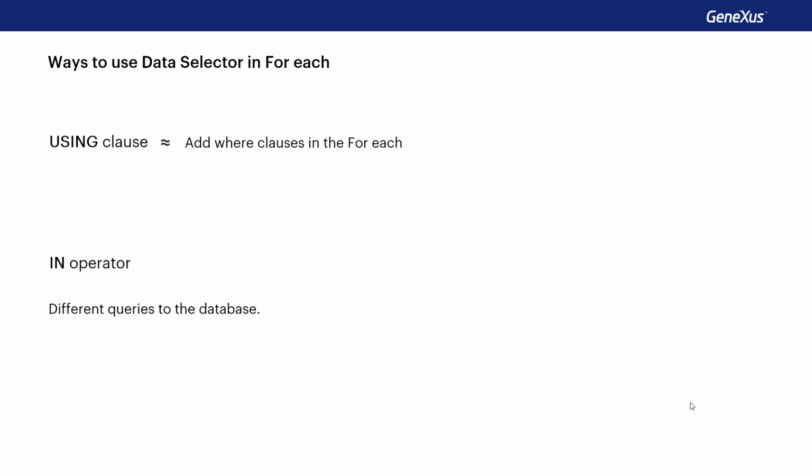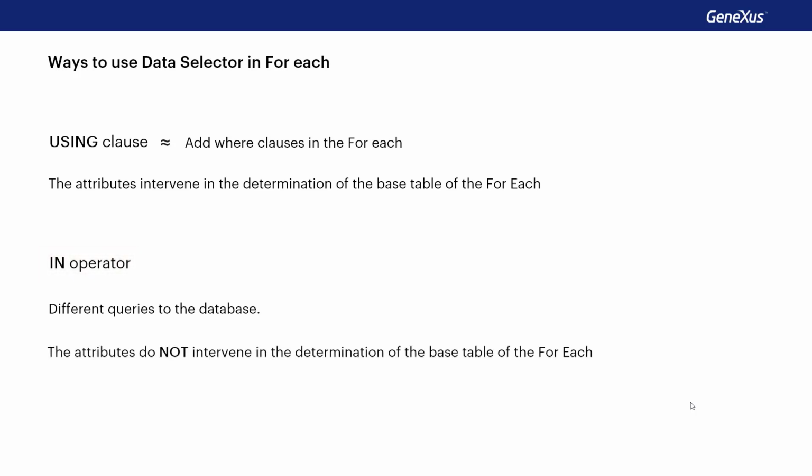Depending on the way in which we invoke it, the attributes defined within the data selector will or will not take part in determining the base table of the for each. If we invoke the data selector through the using clause, the attributes declared within this object are involved in determining the base table of the for each where we're calling it. If we invoke it through the in clause, the attributes of the data selector are not involved in determining the base table of the for each.